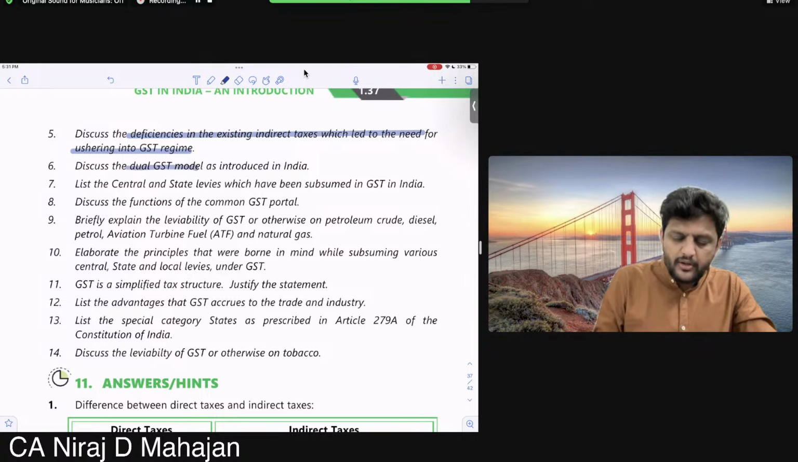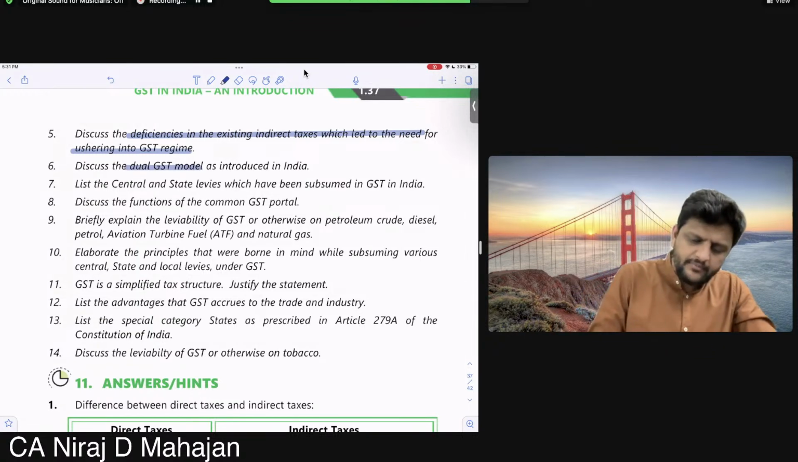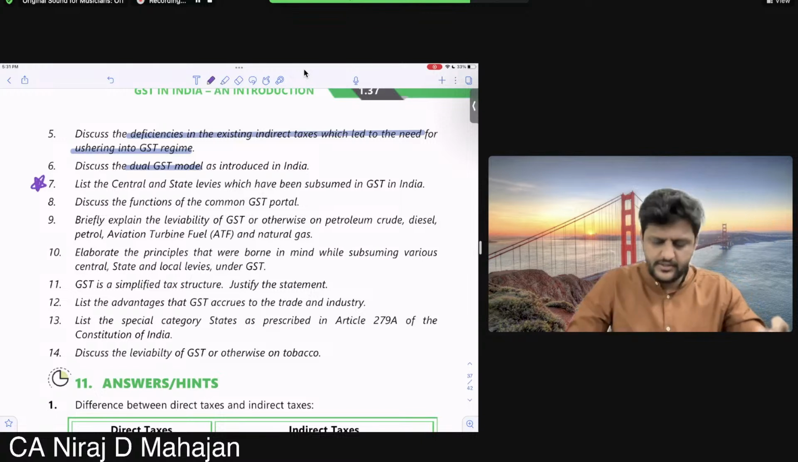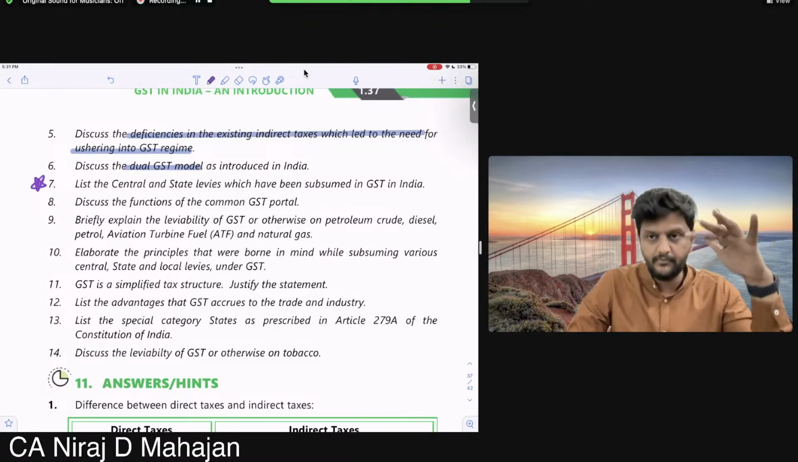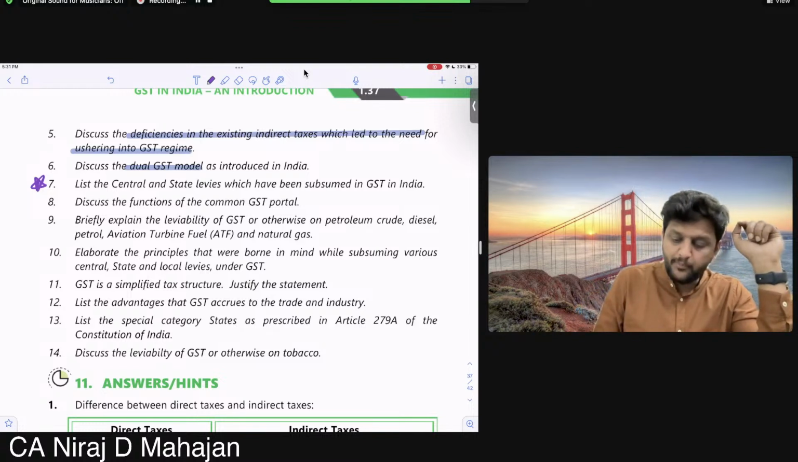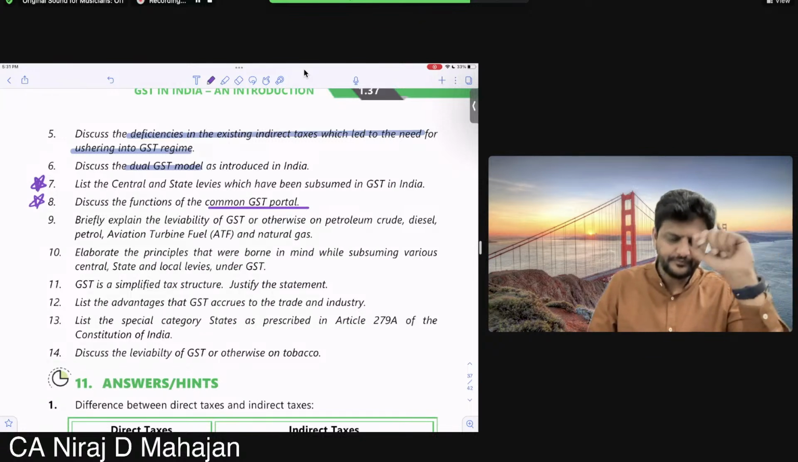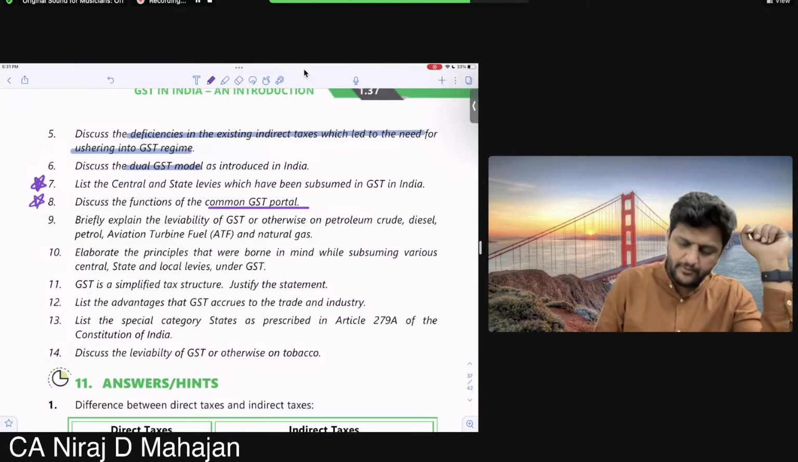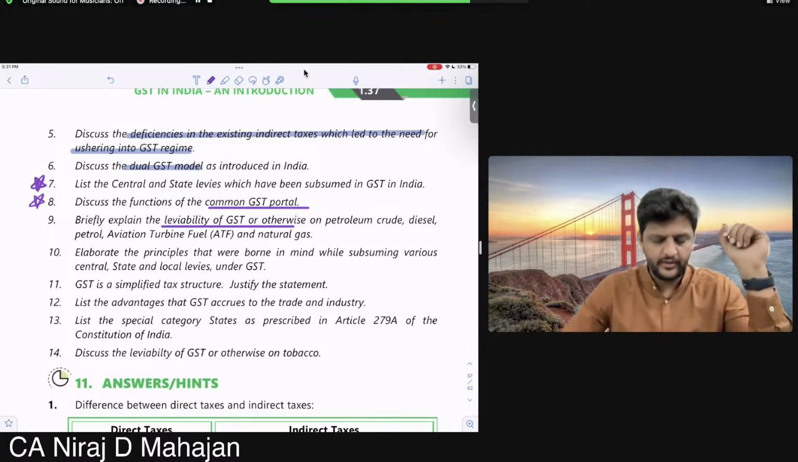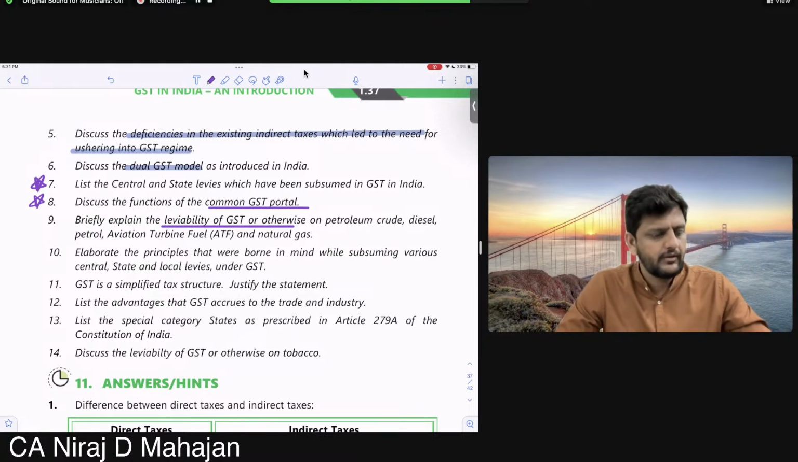Discuss the dual GST model, central and state. List, number 7 is important. List the central and state levies which have been absorbed by GST. Functions of the GST common portal, website. Briefly explain the liability of GST or otherwise on these items. Children, are they part of GST or not?